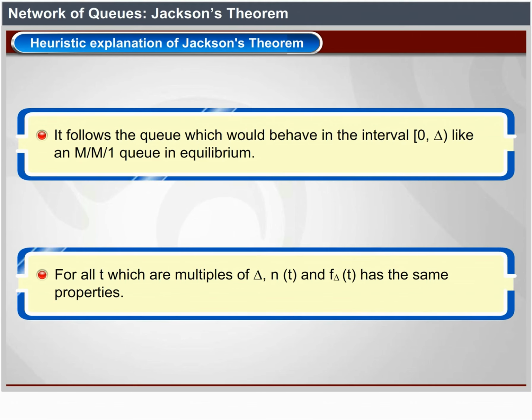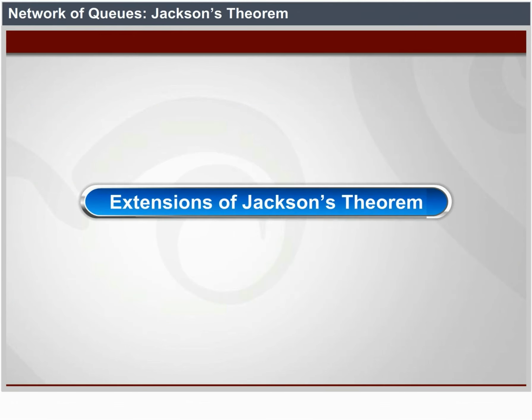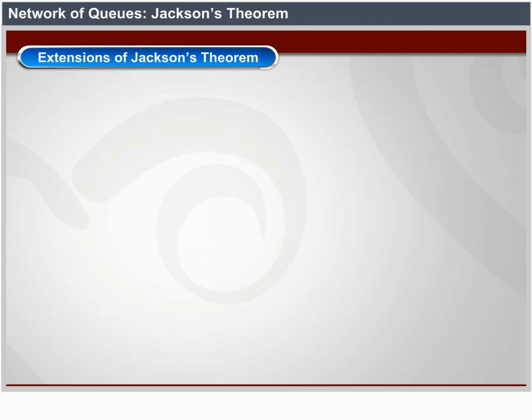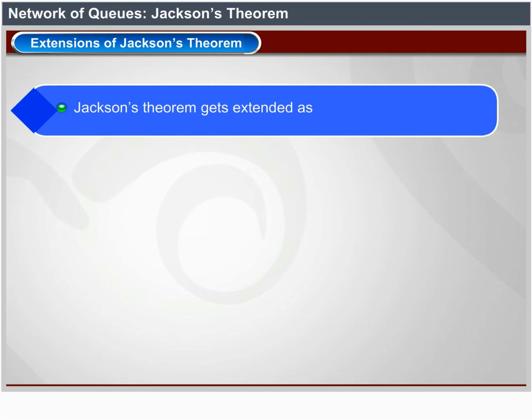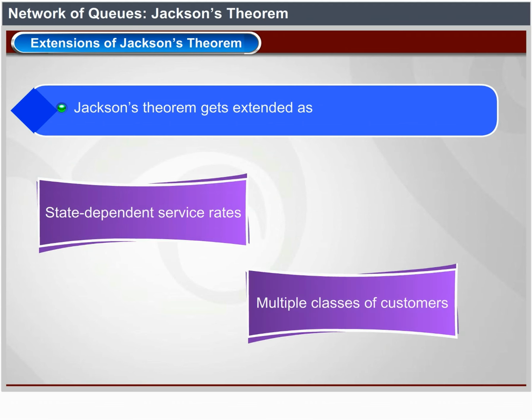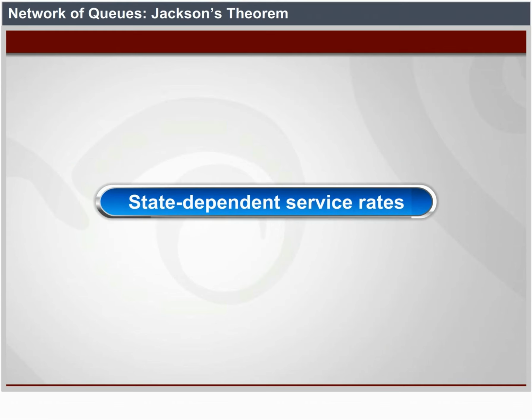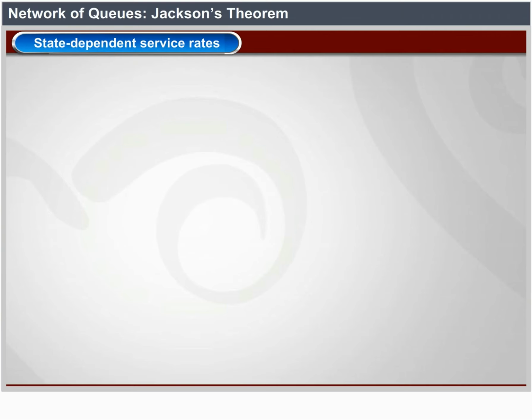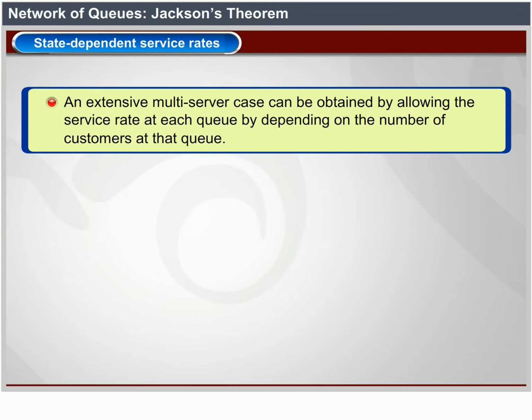Extension of Jackson's theorem. A few extensions to Jackson's theorem are Jackson's theorem for state-dependent service rates and multiple classes of customers. State-dependent service rate. An extension to the multi-server case can be obtained by allowing the service rate at each queue to depend on the number of customers at that queue.